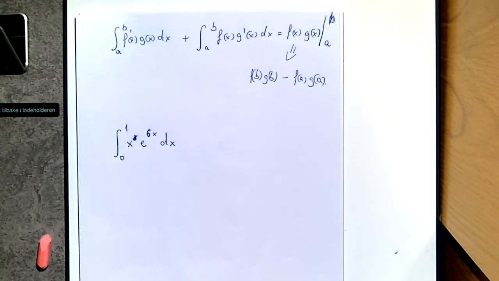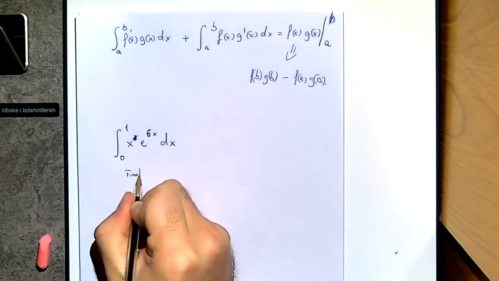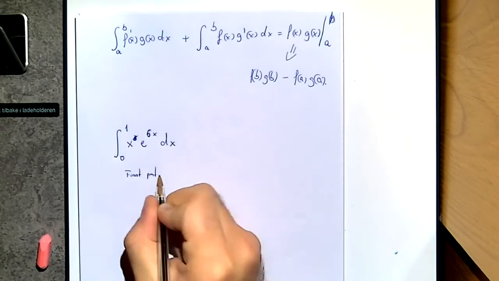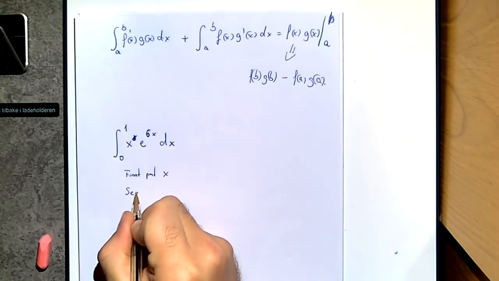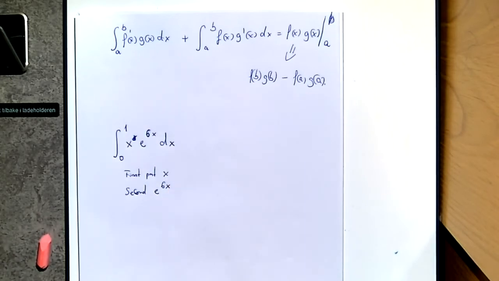All right, now, same step as before. What do we do? Split it into two parts. First part, x; second, e to the 6x.